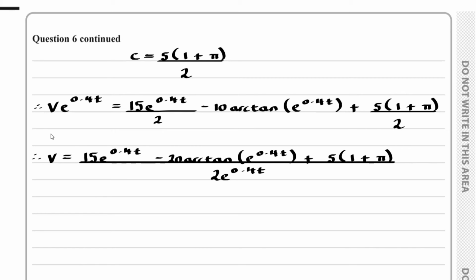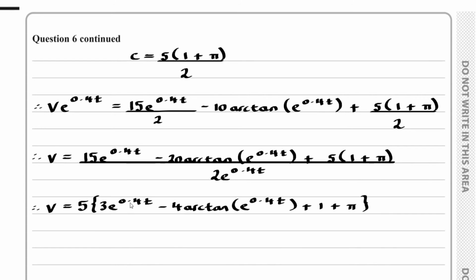And if we simplify this further, we can factorize out a 5 from the top, and inside the bracket we have 3e to the 0.4t subtract 4 times the arctangent of e to the 0.4t plus 1 plus pi, and then we divide all of that by 2e to the 0.4t.